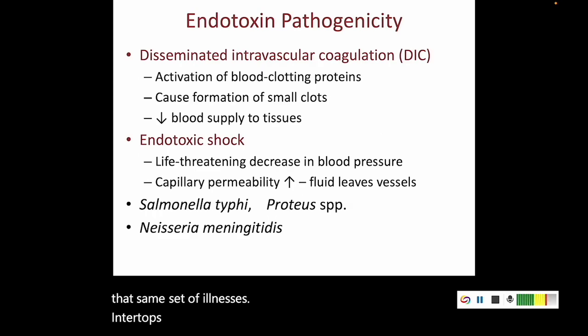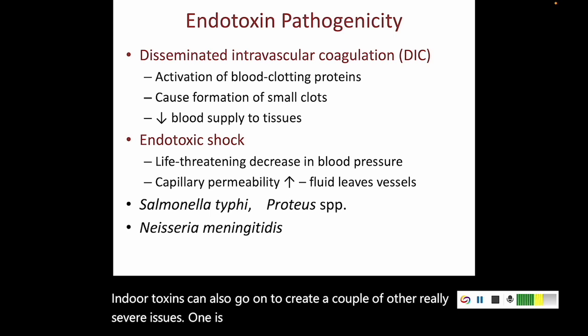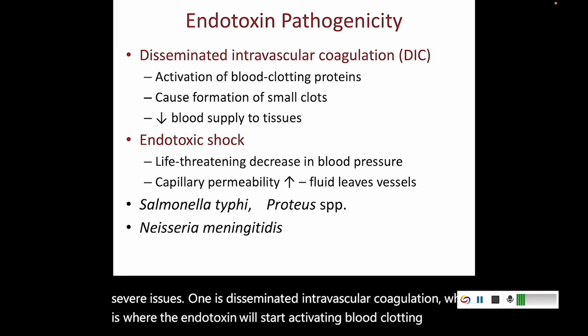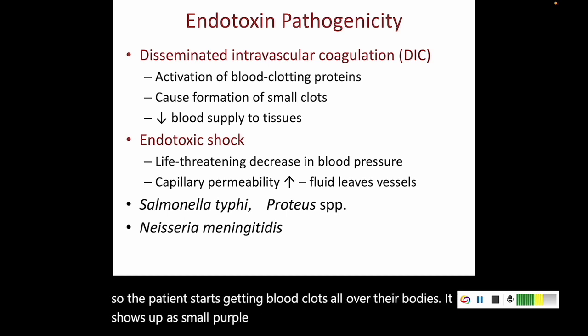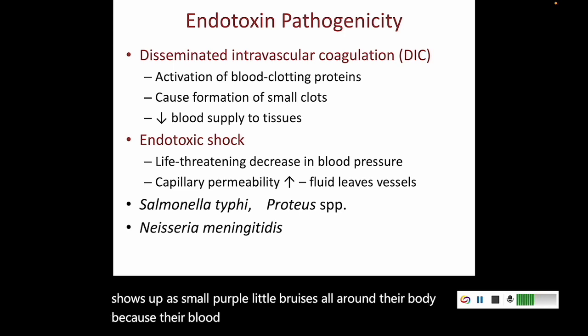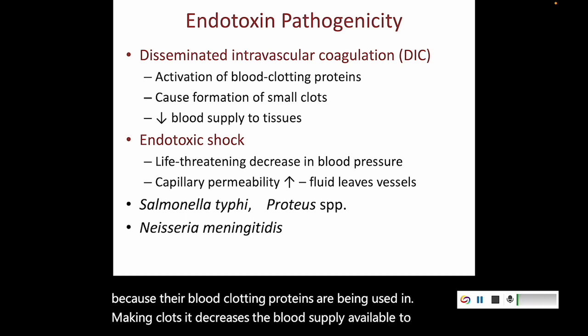Endotoxins can also go on to create a couple of other really severe issues. One is disseminated intravascular coagulation, which is where the endotoxin will start activating blood clotting proteins. So the patient starts getting blood clots all over their bodies. It shows up as small purple little bruises all around their body. Because their blood clotting proteins are being used in making clots, it decreases the blood supply available to the tissues.